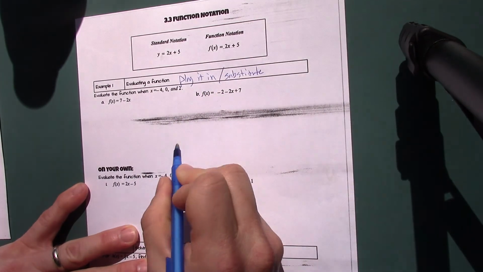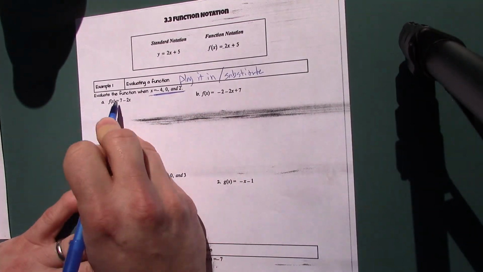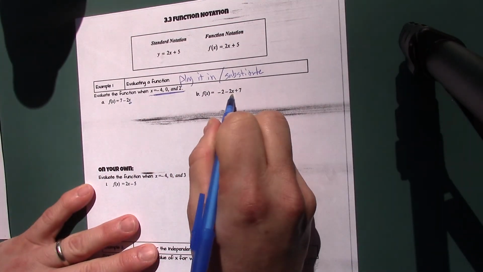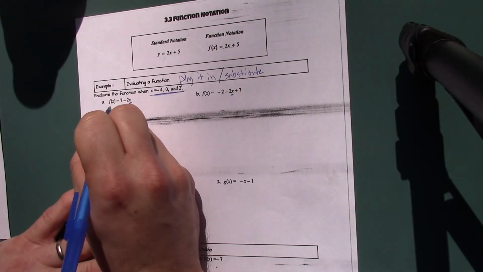Okay, so look at what it's saying here. It's saying when x equals these numbers, evaluate the function. And all that means is go plug it in right there for x or right there for x. So don't let this thing out here mess with you.